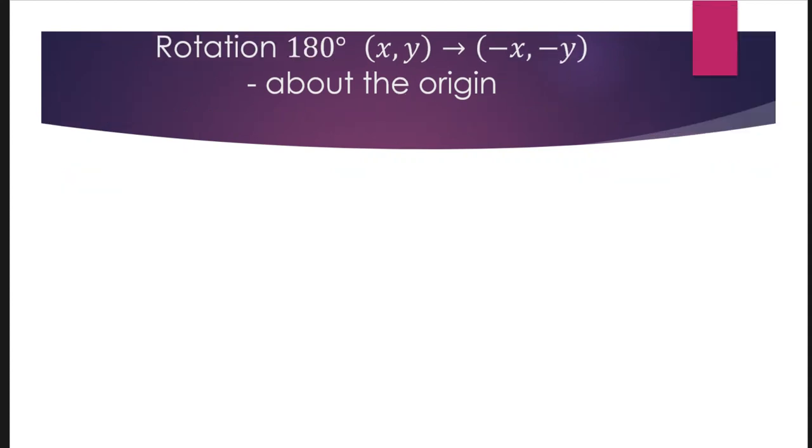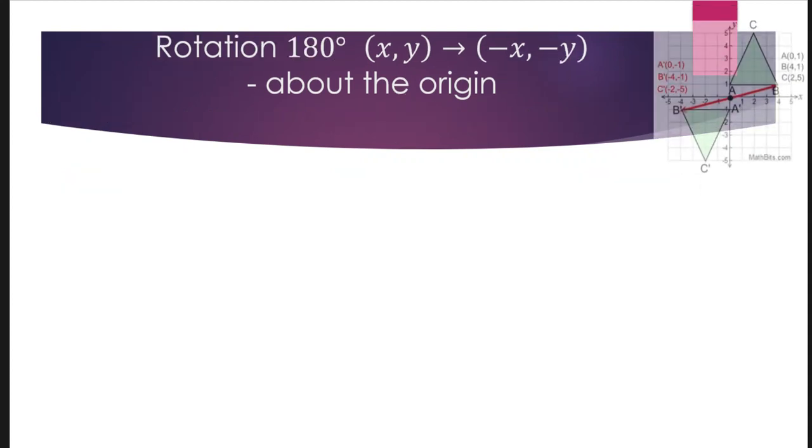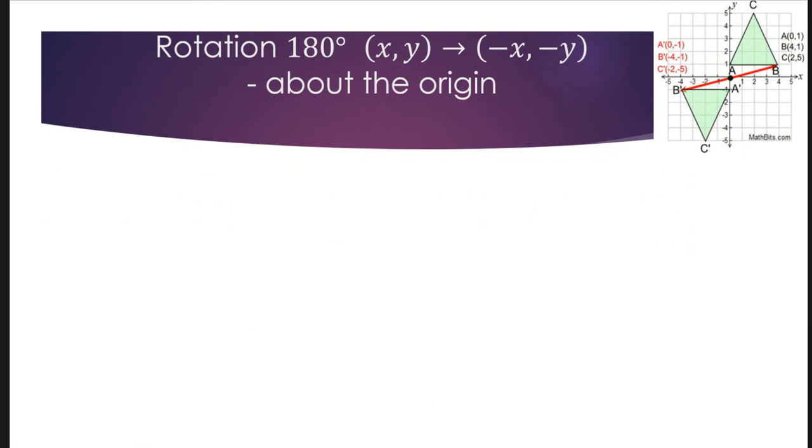All right, so for this slide, we're rotating 180 degrees. Now, when it's 180 degrees, it's a little bit easier for the rule. You don't have to switch the two letters. All you're going to do is change the sign. So it's just a sign change only.